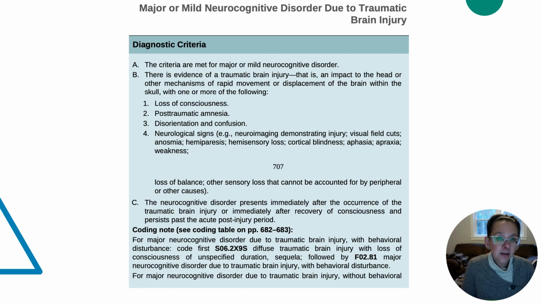And then be aware, some people will have a neurocognitive disorder due to traumatic brain injury. Within that traumatic brain injury, they had to have had one or more of the following: loss of consciousness, post-traumatic amnesia, disorientation and confusion, neurological signs. I ask at every initial appointment if they've had a concussion, because that is important for the future if they start having any memory concerns, and for you to keep an eye out for neurocognitive issues. And here's some coding.